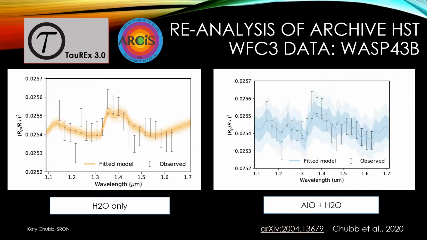I should also note that the line list for AlO and also for some of the other species were not available at the time of the original observation in 2014, which is why a reanalysis can help find any evidence for different species in the observed data.